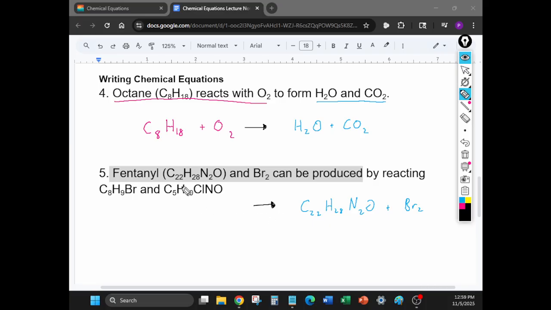Just because they come first in the sentence doesn't mean it's always the reactant. Okay, so just remember, when you read the sentence, figure out what am I making, what am I starting with? And then it tells you you can make it by reacting these two chemicals. So that means these two long ones right here, C8H9Br and C5H10ClNO. These are our reactants. So you're using these two chemicals to make your fentanyl and BR2.